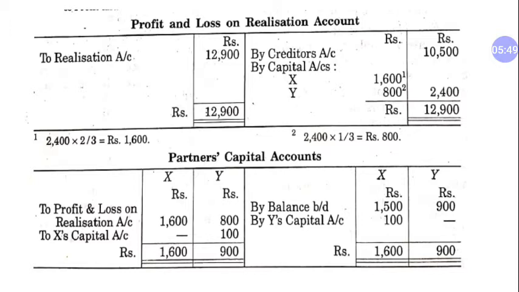So this is our last account of this first method. I hope you understand. In this first method you have to make the realization account, the cash account, the creditor account, the profit and loss realization account, and the partners' capital account. So this is all about the first method.